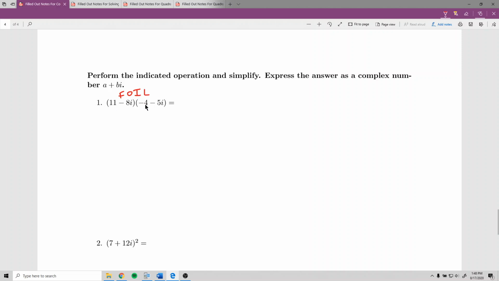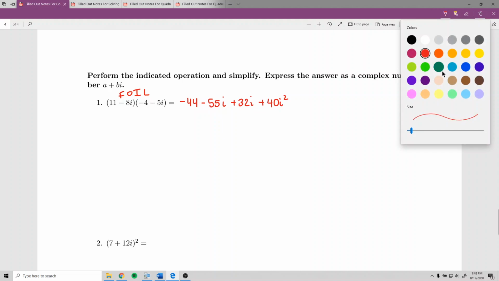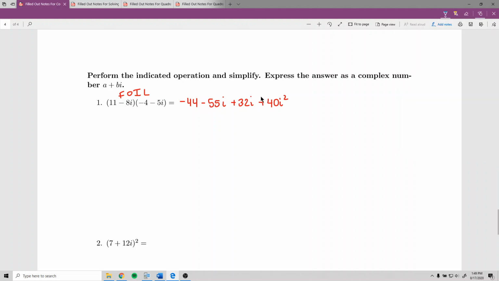So we got 11 times negative 4 is negative 44. 11 times negative 5i is negative 55i. Negative 8i times negative 4 is positive 32i. And negative 8i times negative 5i is positive 40i squared. That part is similar to before. Just in case you lose track of where we got the i squared from, it's because we multiplied these two things that both have i in them.